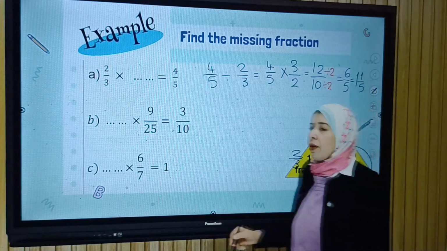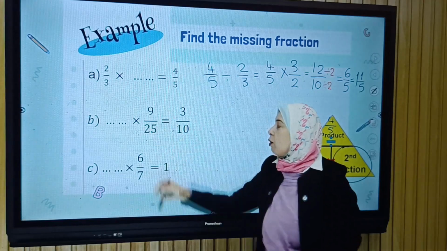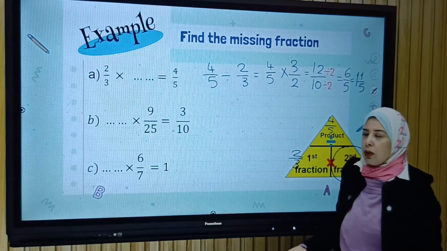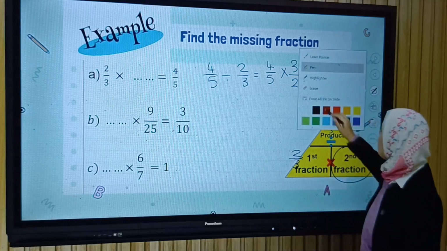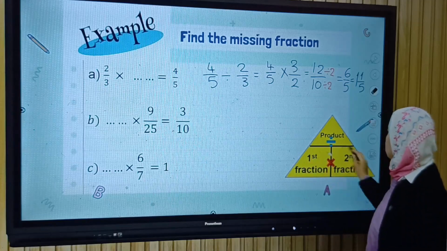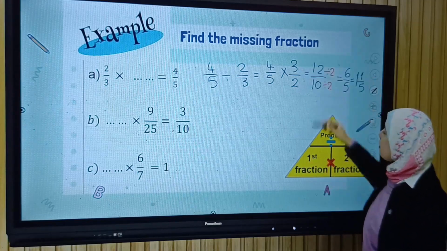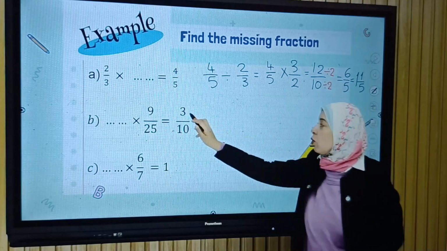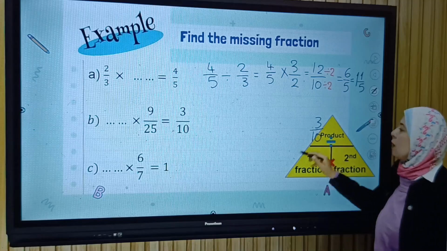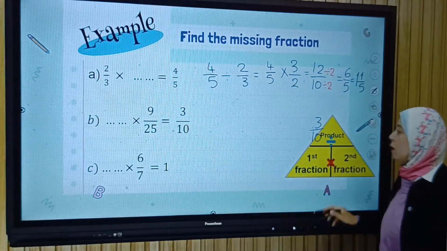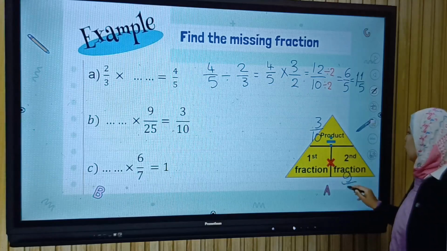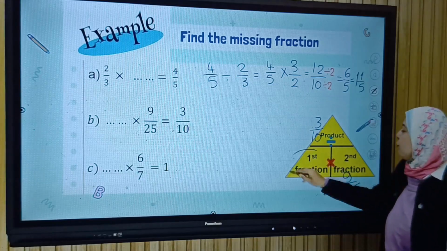Okay, let's see another example. Blank multiplying 9/25 equals 3/10. Where is the product? By using the magic triangle, the product is 3/10. So the product is given as 3/10, and the second fraction is 9/25. Who is missing? The first fraction.